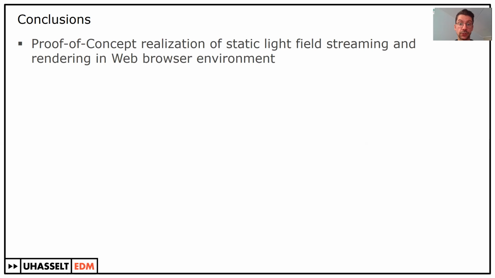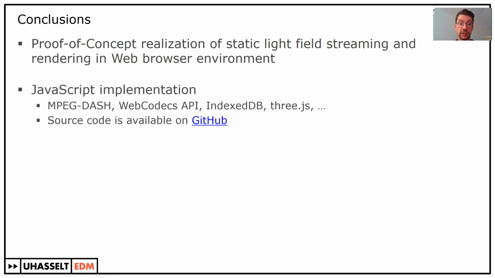So this brings us to our conclusions. In this talk, I have presented our proof of concept realization of a static light field streaming and rendering client that runs in web browser environments. I have discussed the JavaScript implementation of our approach, which leverages technologies and frameworks like MPEG-DASH, the Web Codecs API, and IndexedDB. The JavaScript source code is publicly available on GitHub.